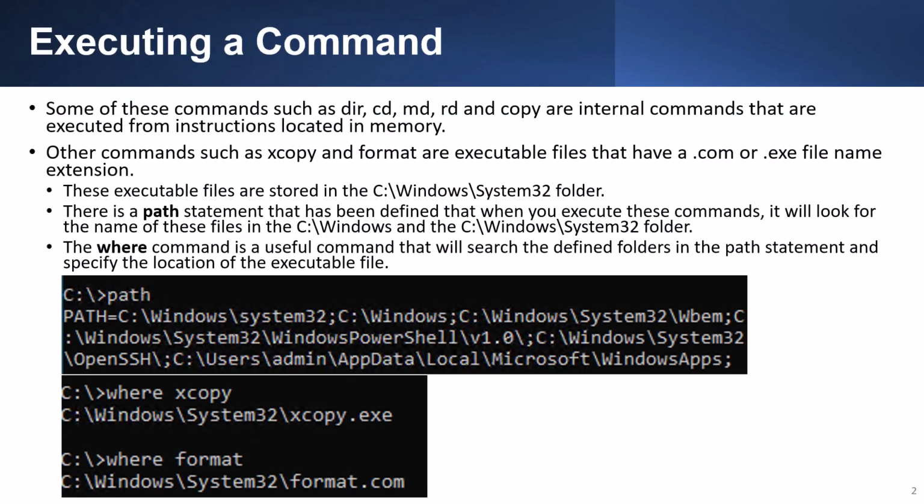Some of the commands such as dir, cd, md, rd, and copy are internal commands that are executed from instructions located in memory. Other commands, such as xcopy and format, are executable files that have a .com or .exe file name extension. These executable files are stored in the \Windows\System32 folder. There is a path statement that has been defined so that when you execute these commands, it will look for the name of these files in the \Windows and the \Windows\System32 folder. The where command is a useful command that will search the defined folders in the path statement and specify the location of the executable file.